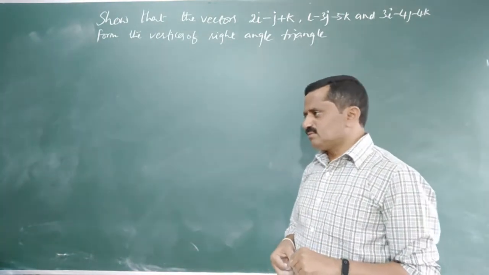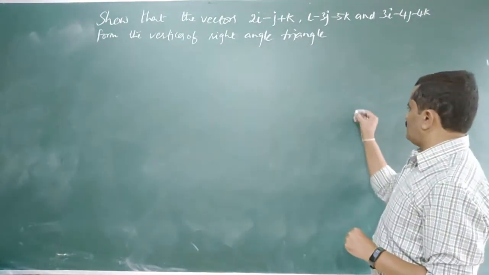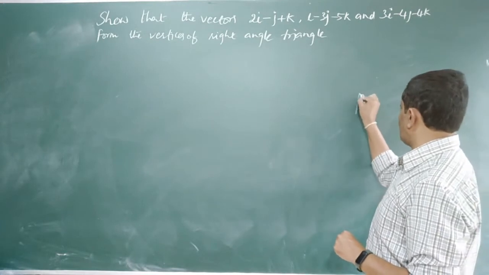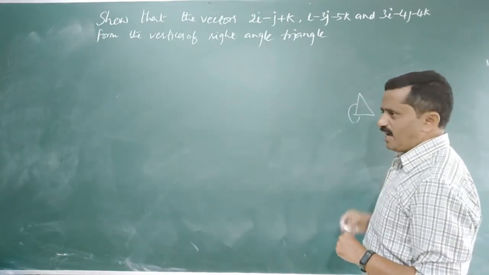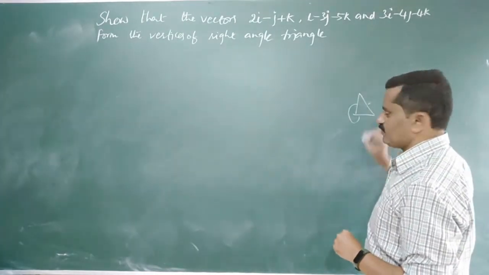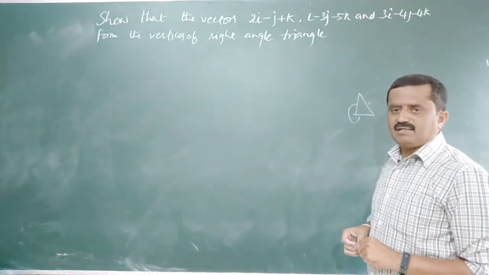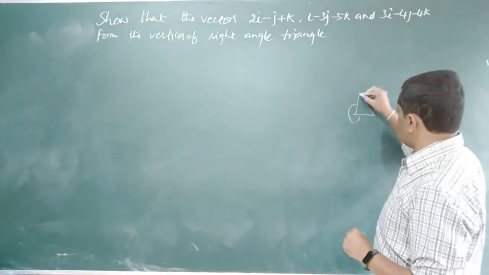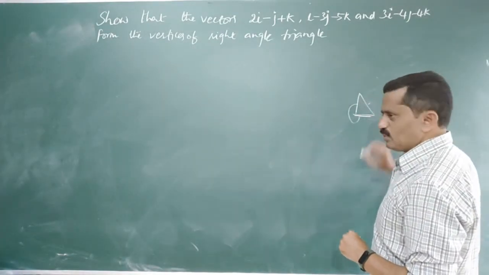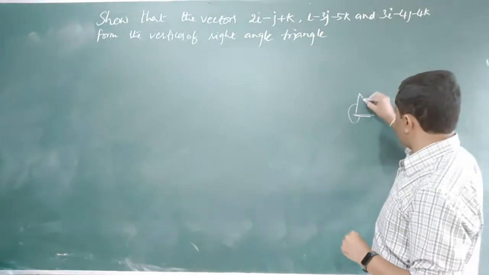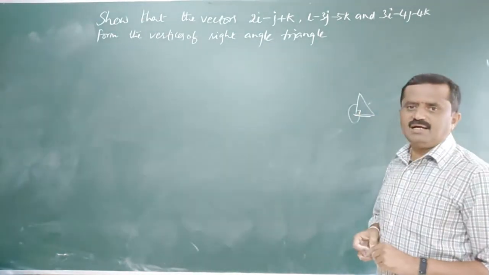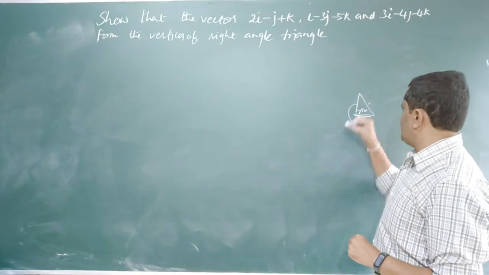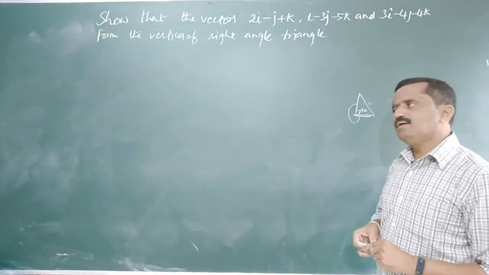To show that, we use the Pythagoras theorem: the sum of squares of two sides of a triangle is equal to the square of the other side. Here we just prove that the sum of squares of two sides of a triangle is equal to the square of the other side. Then we can say that this triangle is a right angle triangle, which has one angle as 90 degrees.